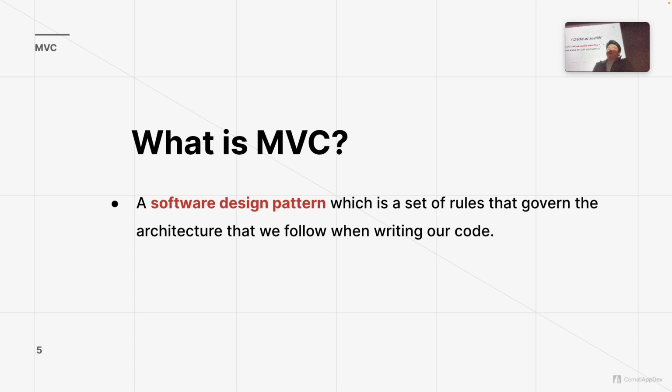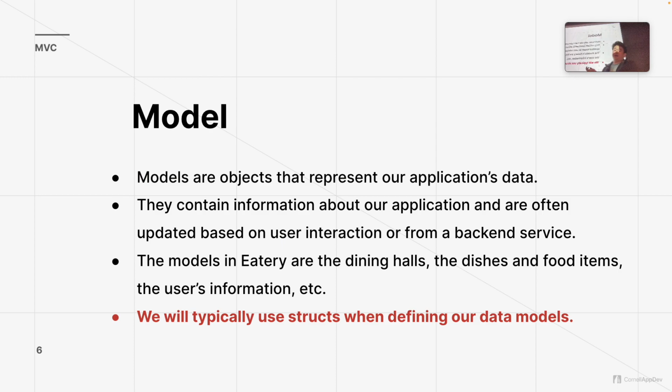So MVC is a software design pattern, which is a set of rules that governs how we develop our apps, and it's an architecture that we follow when we're writing our code. It's not necessarily something in the code itself, it's more a structure that we organize our code with. So jumping right in, the first aspect of Model View Controller, or MVC, is the model.